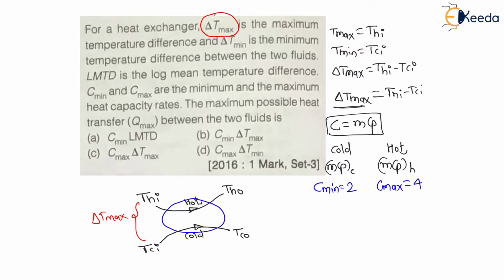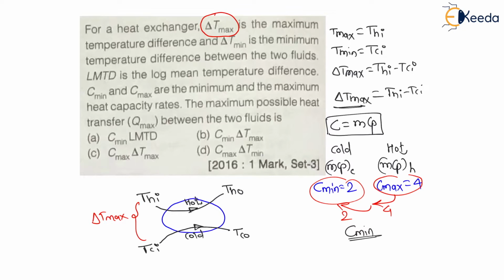Now, the meaning of this is the hot fluid can lose 4 units of heat capacity rate, right? But the cold fluid can accept only 2 units, right? Now here there is a heat exchange between hot and cold fluid. Therefore, the hot fluid is willing to lose 4 units, but my dear students, the cold fluid is capable of accepting only 2 units. Therefore, it is losing 4 units, but it is accepting only 2 units. Therefore, the net exchange will be 2 units only, right? The net exchange between them will be 2 units. Therefore, we have to consider C minimum.